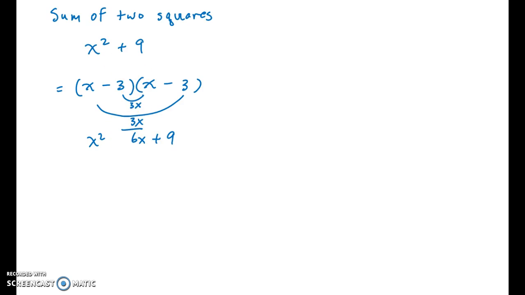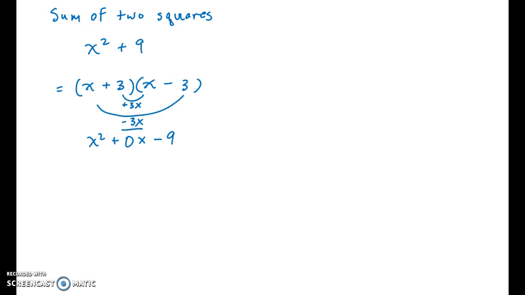Let's try having a plus and a minus. Well, it looks like it's going to be good. I'm going to have a plus 3x and a minus 3x, and that's going to give me a 0x in the middle. The only problem is that when I multiply the 3 times the negative 3, I'm going to have a minus sign in the last term, and that would be a difference of two squares, x squared minus 9. So that won't work either.